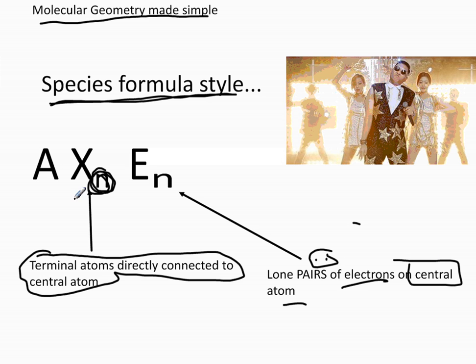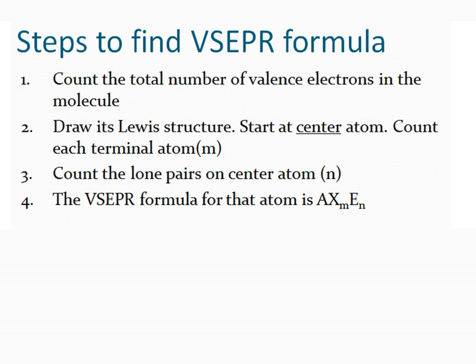Once we figure out our species formula, we can also figure out the geometry, which requires a little bit of memorization, but I'll show you basically what the keys are. So if we come over here, steps to find it: we draw the Lewis structure. You start at the central atom, and you count the number of terminal atoms. That's the M subscript. Then you count the lone pairs, and you get AXmEn, whatever it is. I'll show you here. Here's an example.